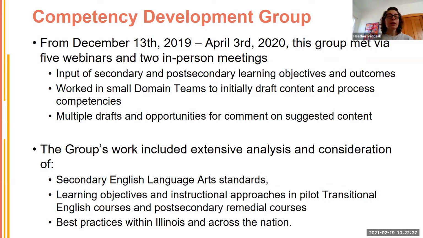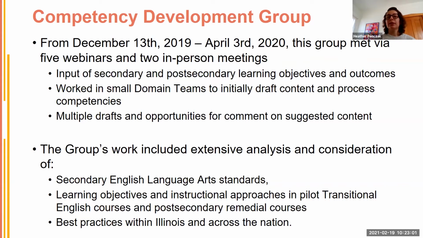And then we broke into small domain teams. So once our representatives start speaking to you here, you're going to hear about 5 different main components of transitional English. And so we had 5 different working groups who really met in small teams to initially draft the content and process competencies. And then we collaborated and brought that back for feedback to the whole group. We had multiple drafts, multiple opportunities for comment. It was a really collaborative, robust process.